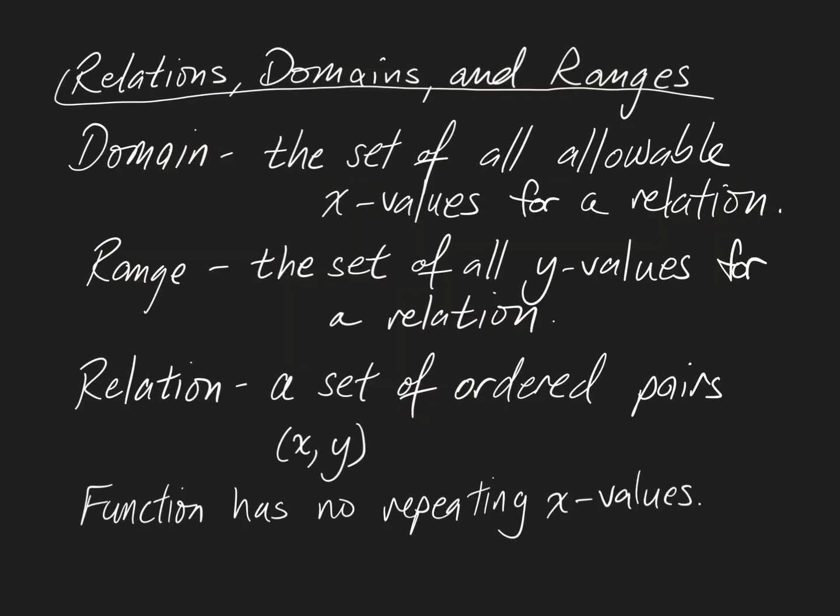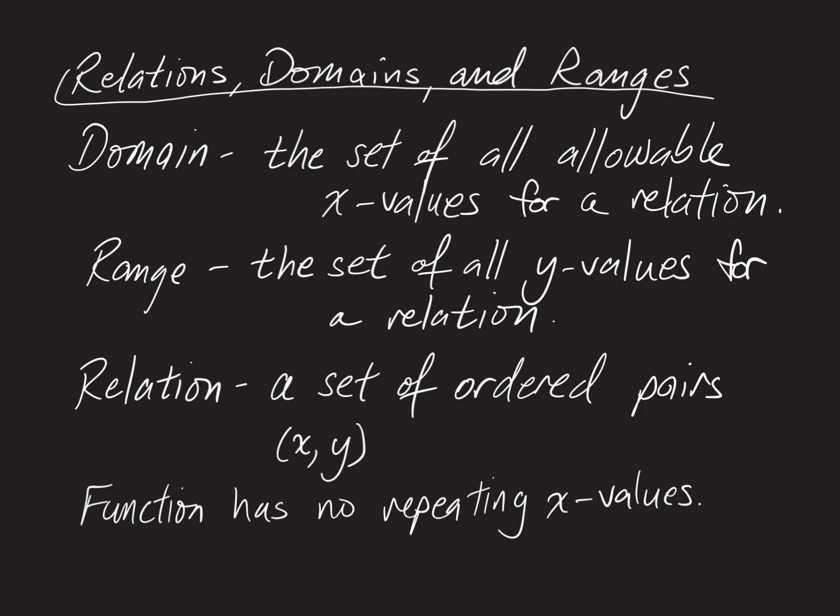Before I get into all of the graphs and details of all of that and tables and whatnot, I need to go over some definitions. The definitions you can see here: I'm going to go over relations, domain, range, and function. So the domain is the set of all allowable x values for a relation, and the range is the set of all y values for a relation. In order to understand what these are, you should understand what a relation is. A relation is a set of ordered pairs x comma y.